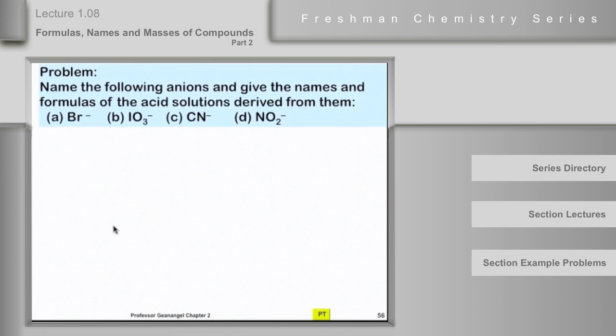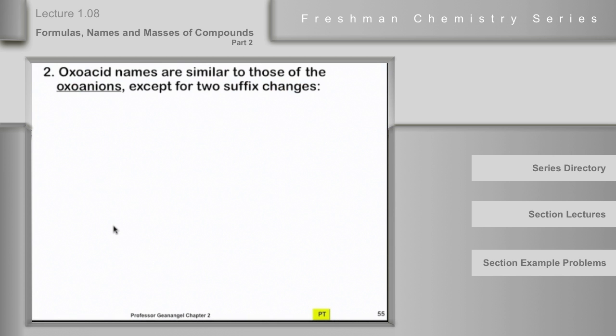Yes? Yeah, so what if the oxoanion has a 2 negative charge? Do you add 2 hydrogens? He asked if the oxoanion has 2 negative charges, how many hydrogens do you add? You need to balance the charge. So if it's 2 negatives, you need to have 2 hydrogens to balance it.